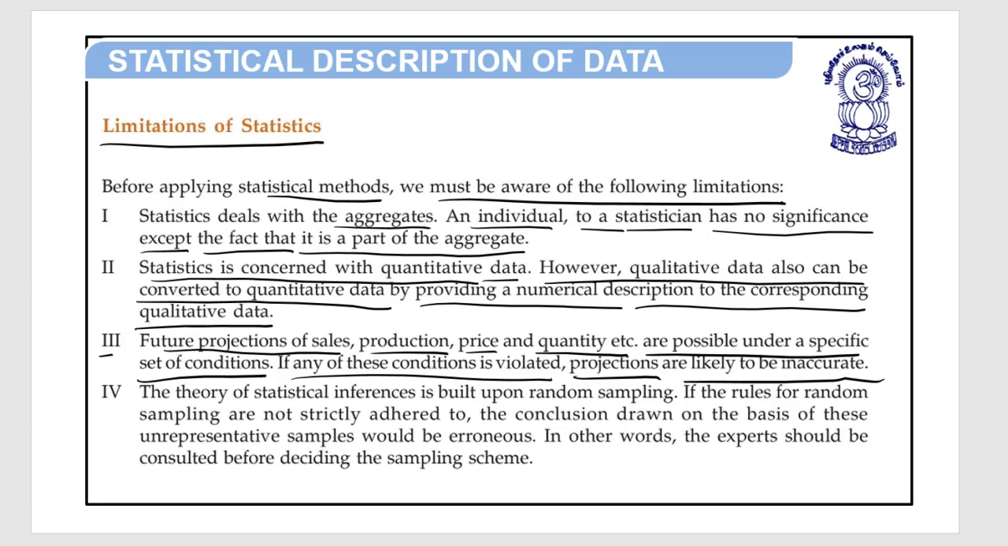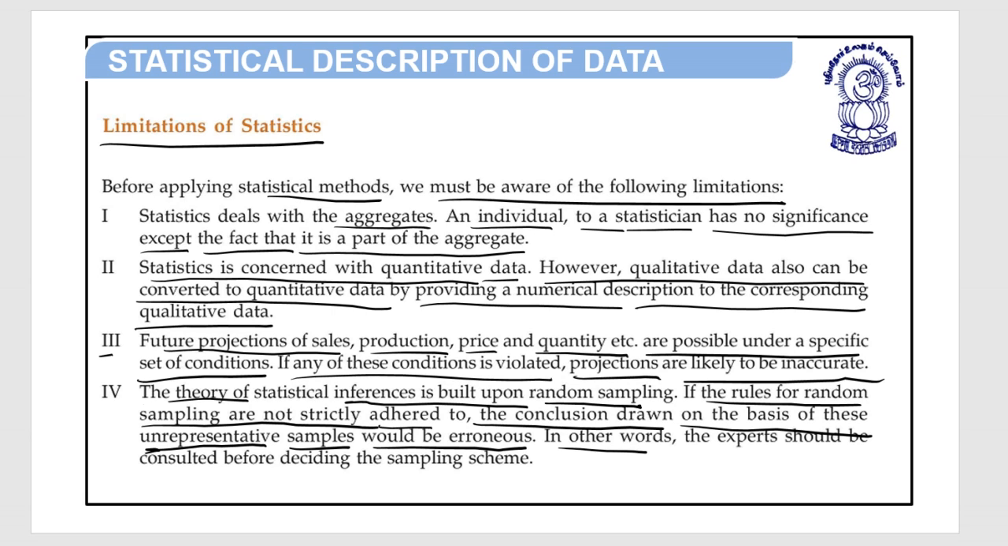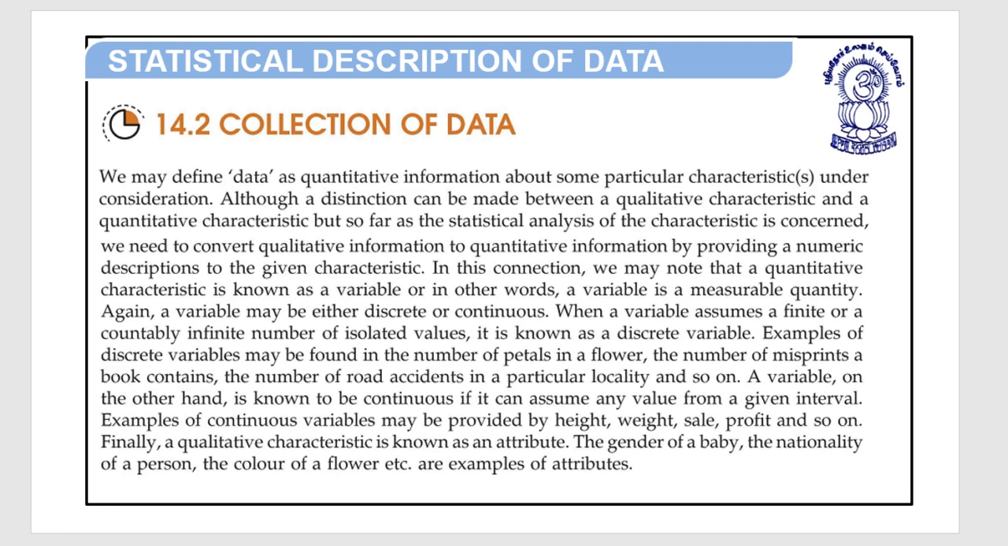The fourth limitation is the theory of statistical inferences is built upon random sampling. The theory of statistics depends on the random sampling. If the rules for random sampling are not strictly adhered to, the conclusions drawn on the basis of these unrepresentative samples would be erroneous. In other words, the expert should be consulted before deciding the sampling scheme.